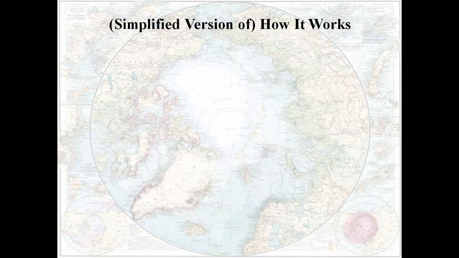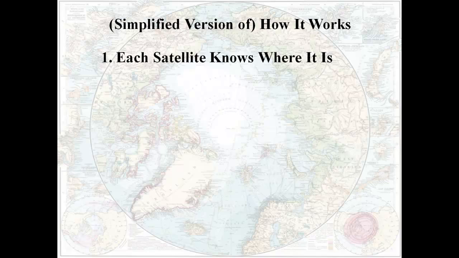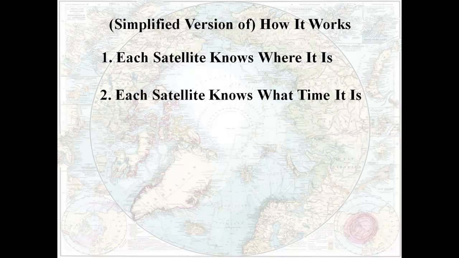Okay, so how the heck does this GPS thing work? This is the simplified version. Each satellite knows where it is. So it's out there orbiting the planet at some point. It knows where it is. The control segment is going to help it remember where it is and to correct where it thinks it is when it gets a little bit off course. So the satellite knows where it is.